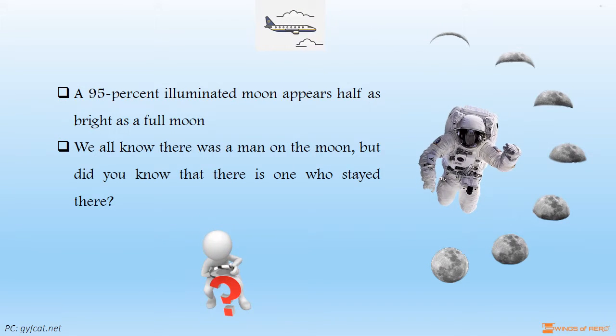We all know there was a man on the moon, but did you know that there is one who stayed there? Dr. Eugene Shoemaker, a geological surveyor who educated the Apollo mission astronauts about craters, never made it into space himself, but it had always been one of his dreams. He was rejected as an astronaut because of medical problems. After he died, his ashes were placed on board the Lunar Prospector spacecraft on January 6, 1999, which was crashed into a crater on the moon on July 31, 1999. The mission was to discover if there was water on the moon at the time, but it also served to fulfill Dr. Shoemaker's last wish.